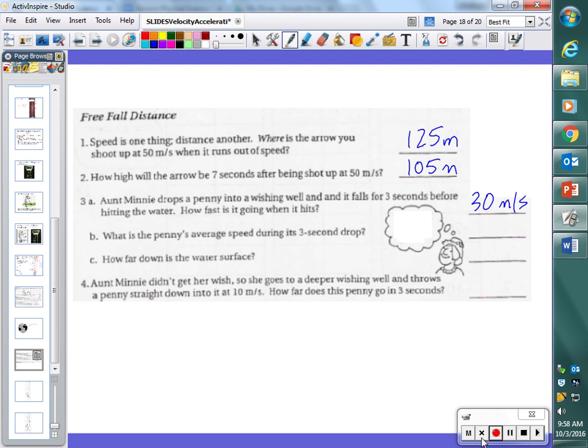This is just the ball rolling down the hill, right? What's the penny's average speed during that 3-second drop? Nope. What did it start as? 0. What did it end at? What's the average between 0 and 30? 15. Does that make sense, Sam? Okay.